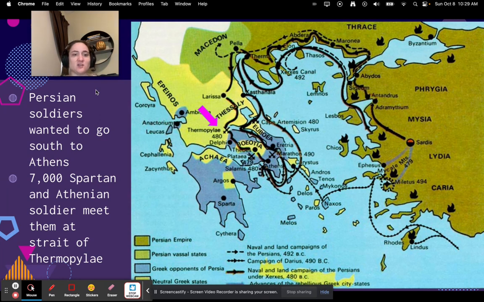All right, so Persian soldiers really wanted to go to the south of Athens and invade that way. But what happened is that Sparta and Athenian soldiers were like, hey, they're going to probably attack us from the south. Let's block them there. So 7,000 Spartan and Athenian soldiers met them at the Strait of Thermopylae. So you can see right here, here's the Strait of Thermopylae. Here's Sparta, here's Athens. Here's the Persian army. They'd be coming in from the north and kind of looping around and coming in this way.